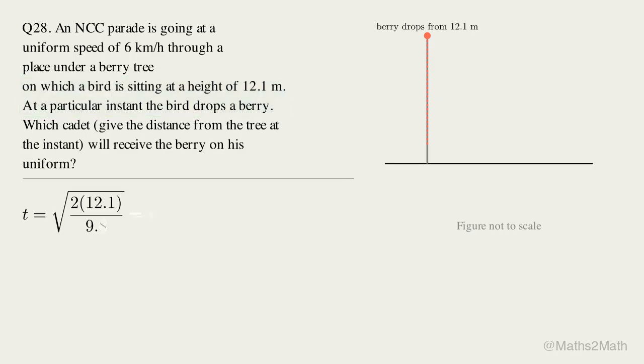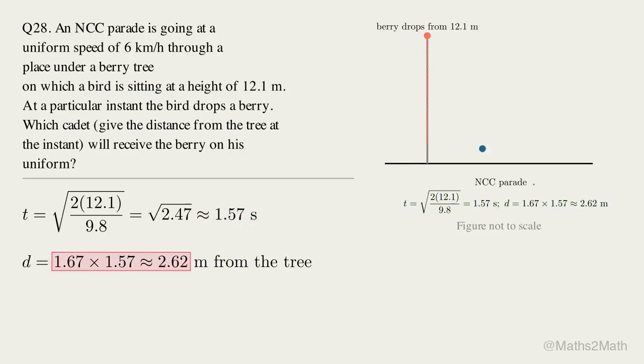The berry falls 12.1 meters. T is root of 2 times 12.1 over 9.8, root of 2.47, about 1.57 seconds. The parade moves at 1.67 meters per second. The cadet, now 1.67 times 1.57, about 2.62 meters from the tree, walks under the berry as it arrives.